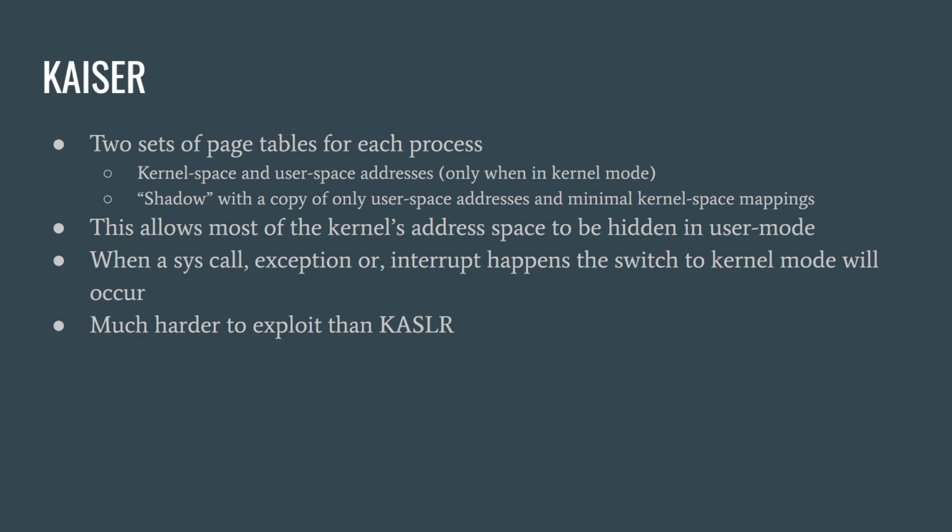There are two sets of page tables in KAISER's proposed solution. There's a kernel space and user space addresses, which is the same as before, but this is only when we are in kernel mode. And then there's this new shadow page table with a copy of only the user space addresses and minimal kernel space mappings. And this will allow most of the kernel's address space to be hidden in user mode. So when a syscall, exception or interrupt occurs, the system will switch to kernel mode. And this is much harder to exploit than KASLR, sort of a hardened kernel.